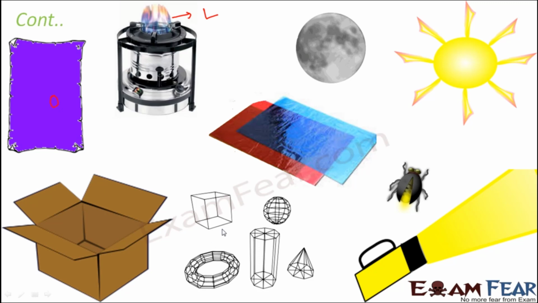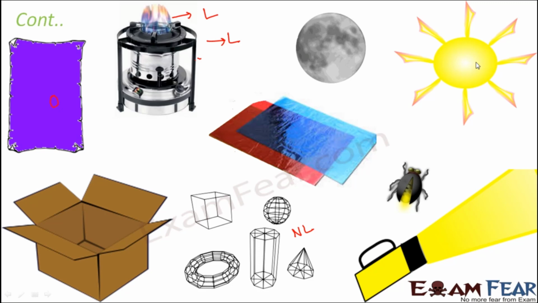When you talk about something like the wire mesh, you look at these wire mesh. What are they? They are transparent because through them you are able to see the objects on the other side, and at the same time these are non-luminous. They do not produce any light of their own. You talk about a kerosene stove. So the kerosene stove again is a luminous object because it is able to produce its own light.